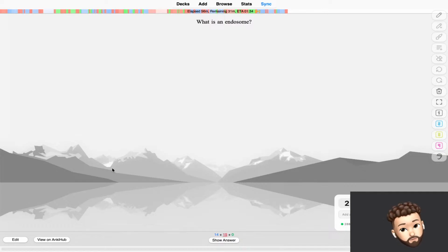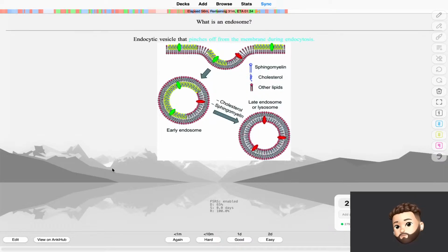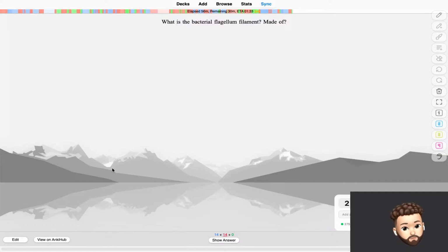What is an endosome? An endocytic vesicle that pinches off from endocytosis. What is the bacterial flagellum filament? It is a long, hollow helical structure composed of flagellin.